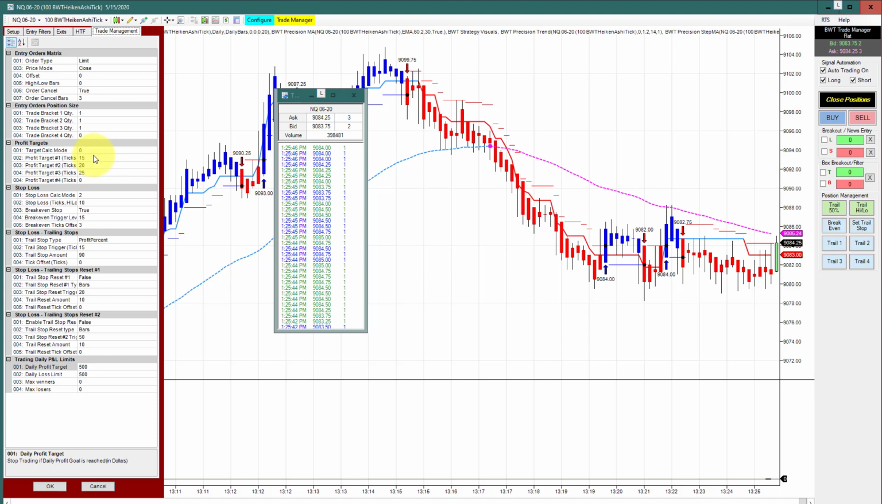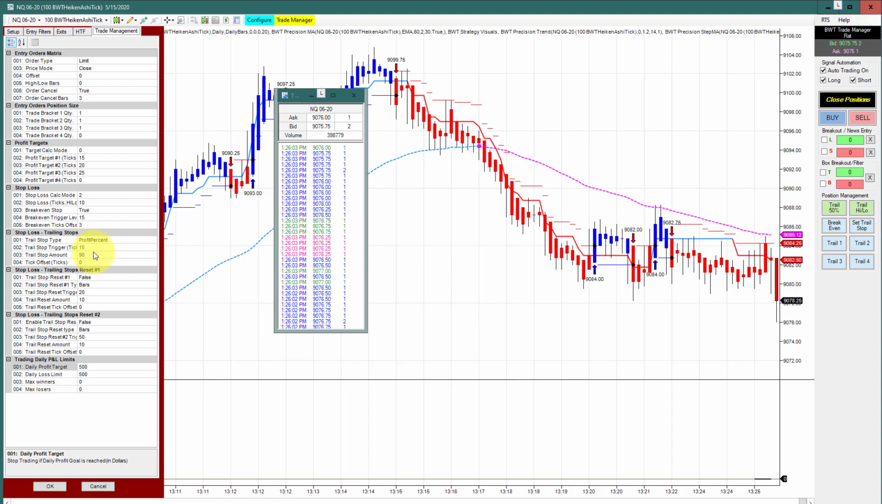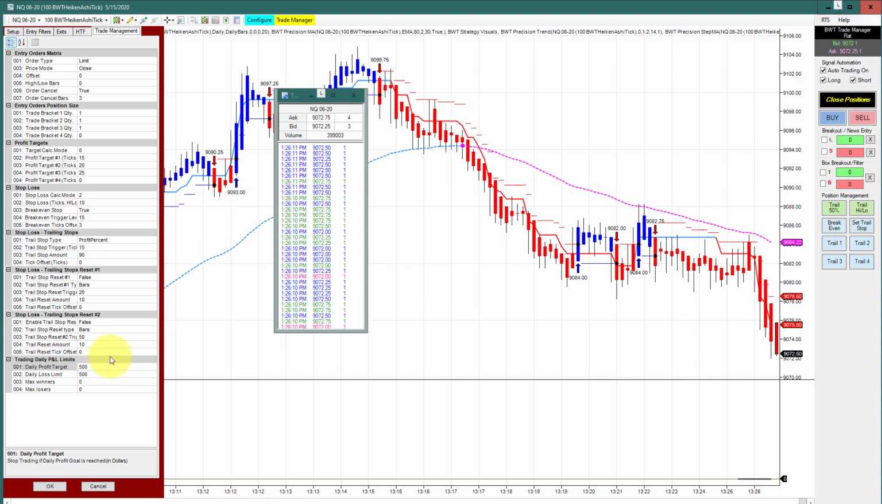So it's 3 contracts with targets of 15, 20, and 25 ticks in the NASDAQ. So not exactly scalping, but I would say it's scalping. Anyway, at 15 ticks I'm trailing by 90%, which is essentially break even plus a tick or two. And the goal is $500.